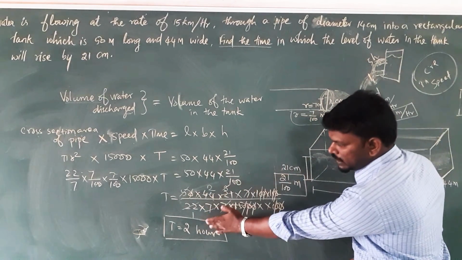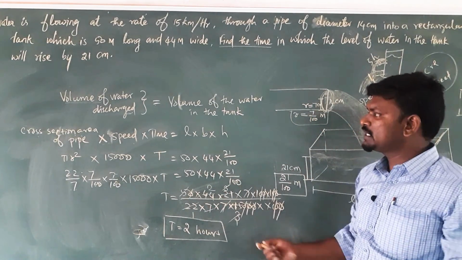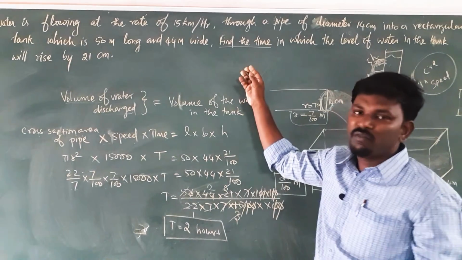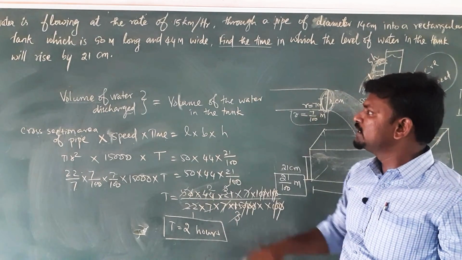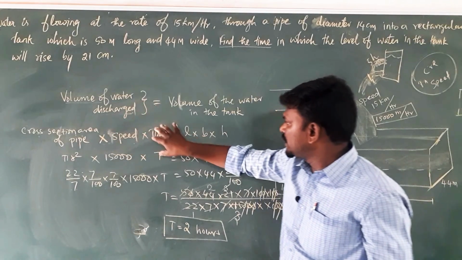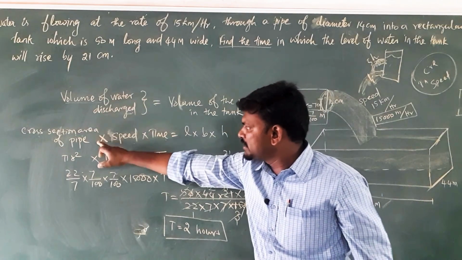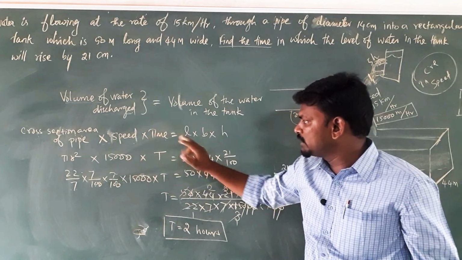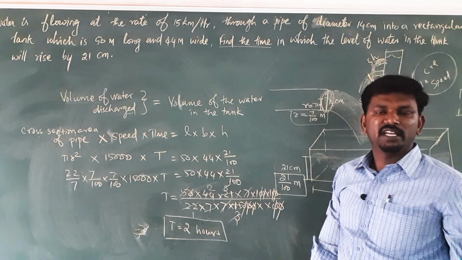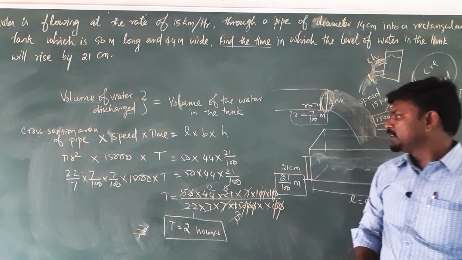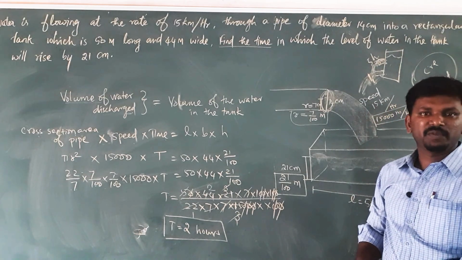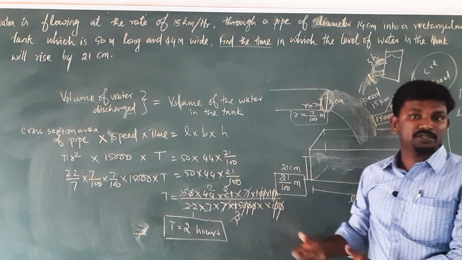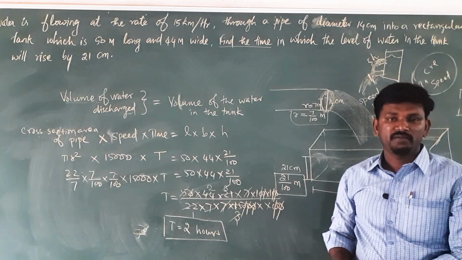Here, since time was asked, we found the time. In some other question, if they ask to find the volume of water discharged, just write this formula and write this data, 3 into, then substitute the values, then find the answer. Definitely you will get good marks. Okay, I hope you are all clear. So this is the second question in exercise 7.4, very simple question.